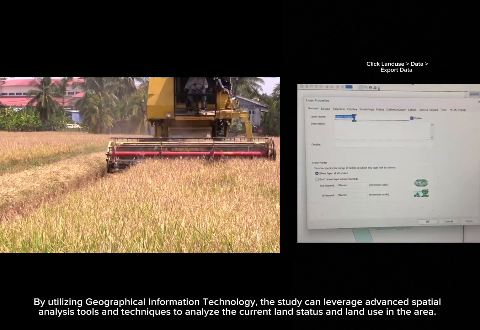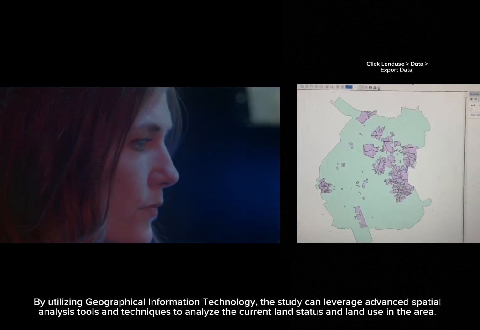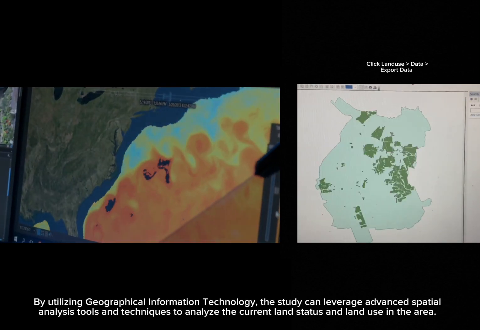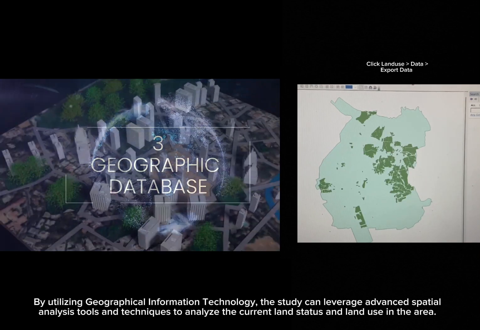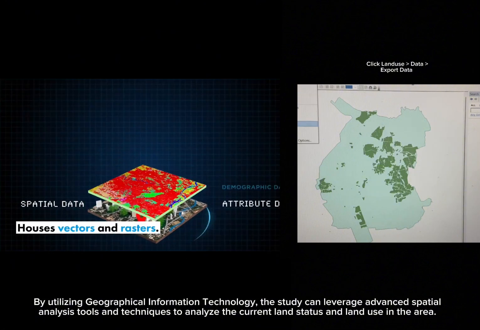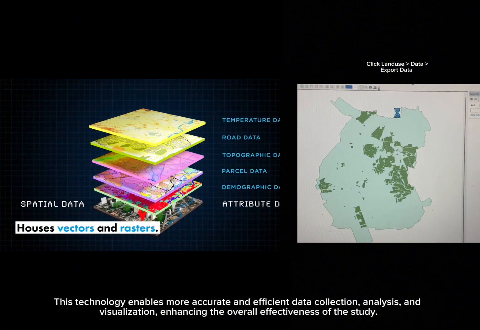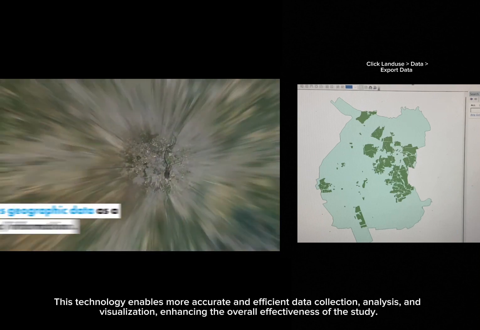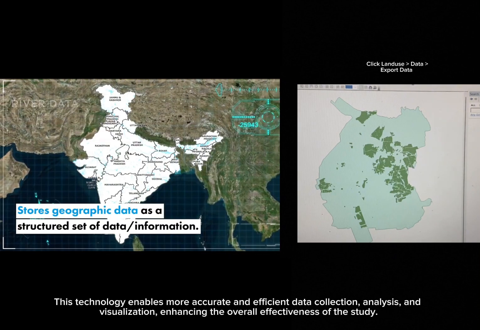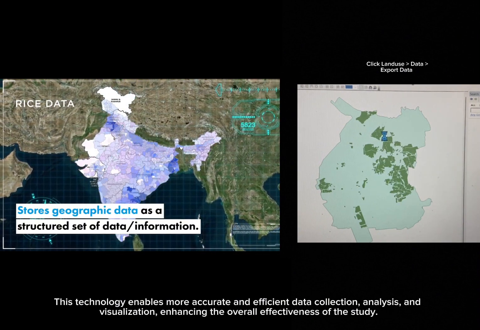By utilizing geographical information technology, the study can leverage advanced spatial analysis tools and techniques to analyze the current land status and land use in the area. This technology enables more accurate and efficient data collection, analysis, and visualization, enhancing the overall effectiveness of the study.